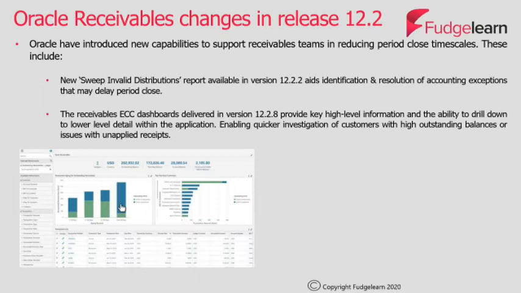The first of these is a new report, Sweep Invalid Distributions. This report shows the details of the accounting exceptions that may hold up the period close and therefore require investigation and action. The report can be used to assess what action needs to be taken to resolve the exception, with the option of sweeping to the next period and posting a manual journal to the current period.